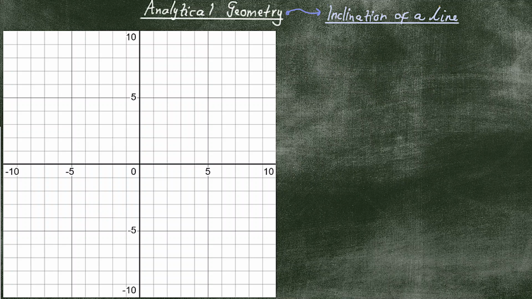And then let's take this one, right? Let's calculate the gradient first. So the gradient for this one is going to be gradient AB equals (yA minus yB) over (xA minus xB).